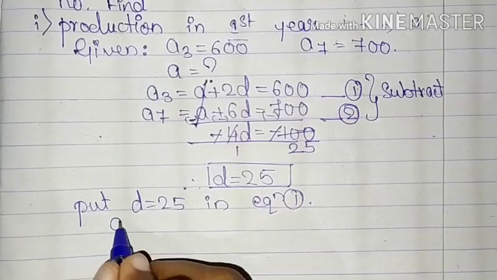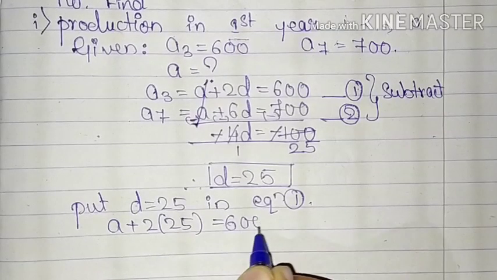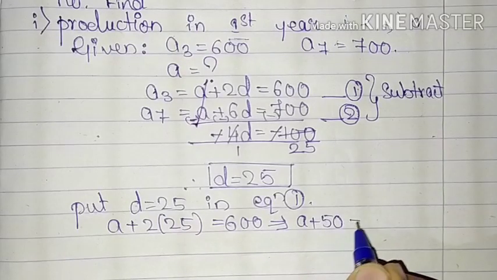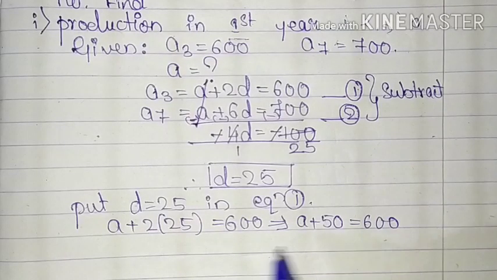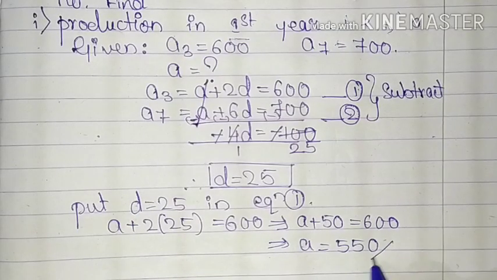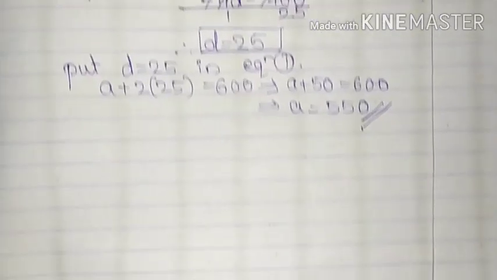We'll get A plus 2 into 25 is equal to 600, which implies A plus 50 is equal to 600. This implies A is equal to 550. So in the very first year, the TV sets produced by the manufacturer was 550. Now, in the second sub-question, they have asked us to find the production in 10th year.